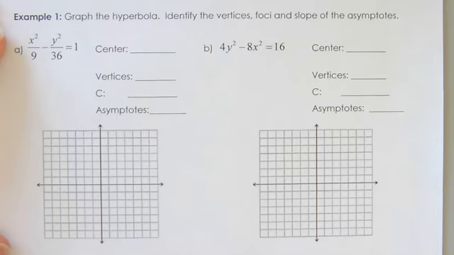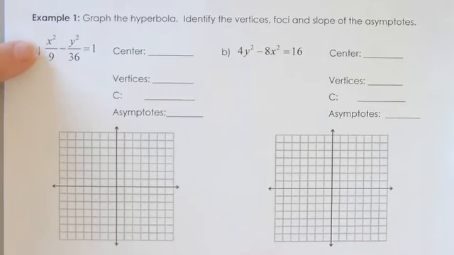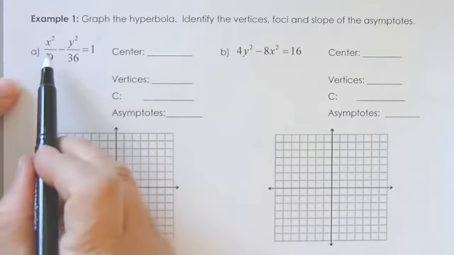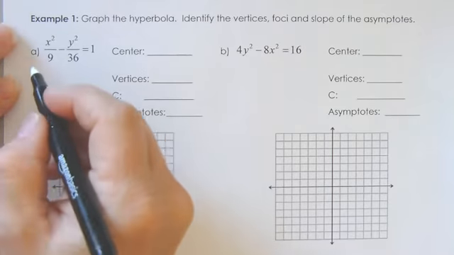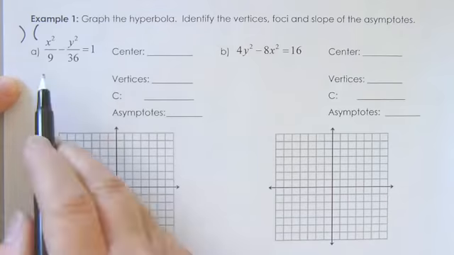All right, let's try a few examples now. Take a look at this first equation here, and you'll see that it is x squared minus y squared. So since the x squared is first and x goes left and right, we know that the hyperbola is going to open left and right because x is first.